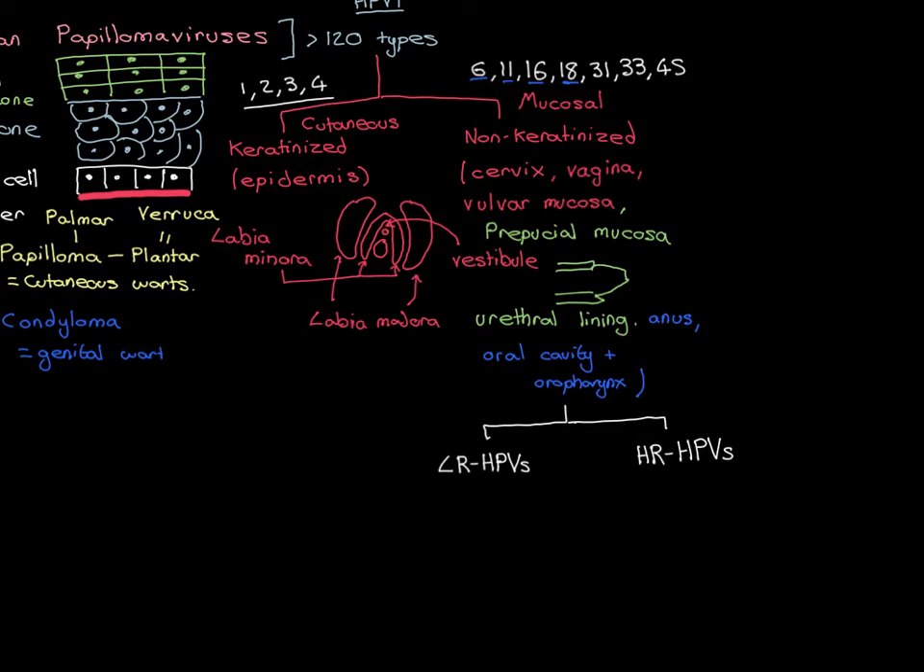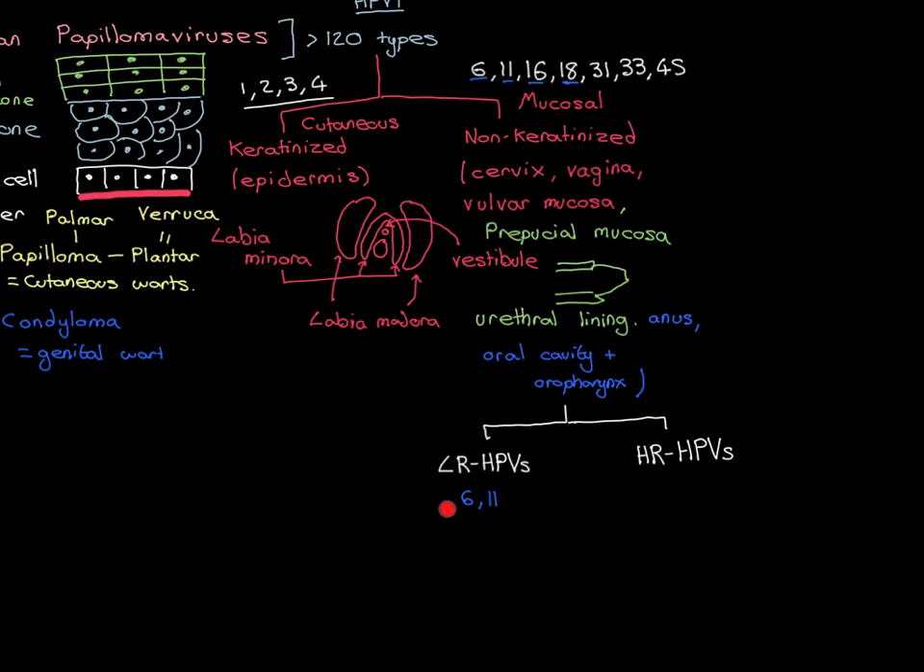So if you get infected with a mucosal HPV, for instance, on the cervix, which ones can actually lead to the formation of cancer and which ones would not lead to the formation of cancer? The low-risk mucosal HPVs would not lead to the formation of cancer, whereas the high-risk HPVs would. So which of the ones that I've given you as examples are low-risk and which ones are high-risk? Well, low-risk mucosal HPVs include 6 and 11. Those are the two examples that I've given you up here of low-risk mucosal HPVs.